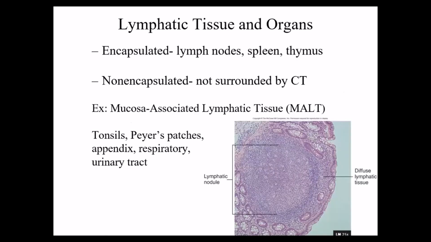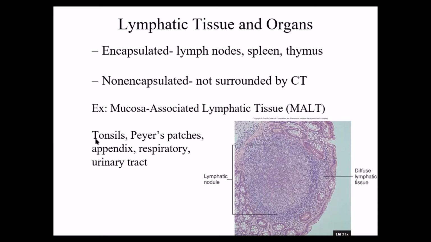As for places you find lymphatic tissues, some places that you'll find it are your lymph nodes, your spleen, your thymus. Some of these organs are encapsulated. That just means they have a connective tissue capsule wrapped around them for protection. Then some areas are more diffuse. They're non-encapsulated. They don't have that layer of connective tissue on the outside. A good example is something called MALT, M-A-L-T. MALT stands for mucosa-associated lymphatic tissue. This is lymphatic tissue that's associated with mucous membranes. So the places that you generally find mucous membranes, you usually find this type of lymphatic tissue.